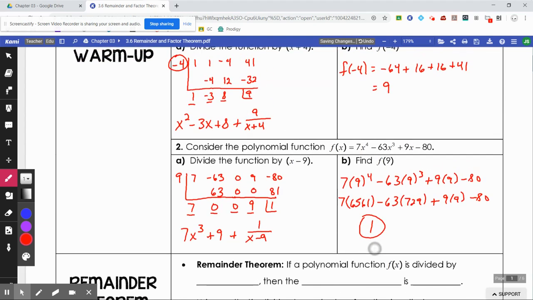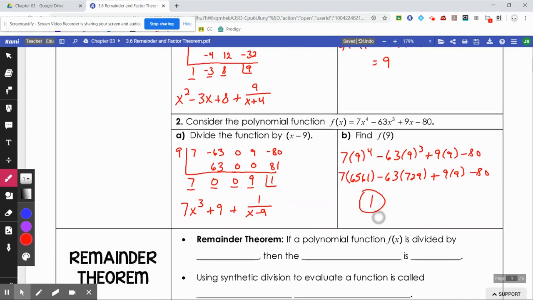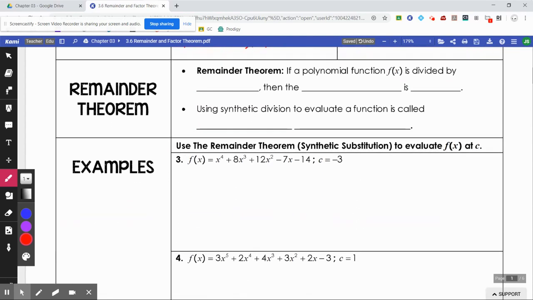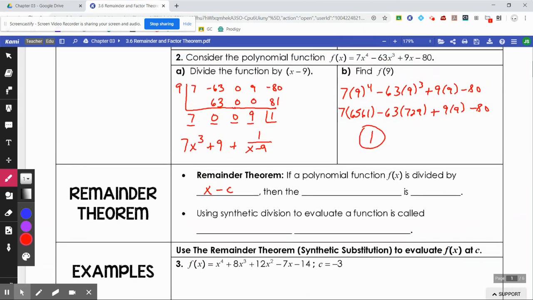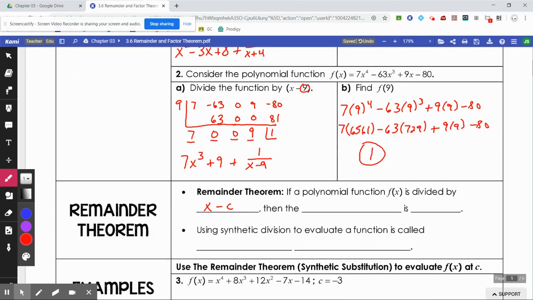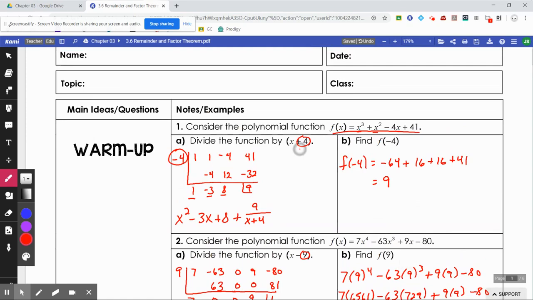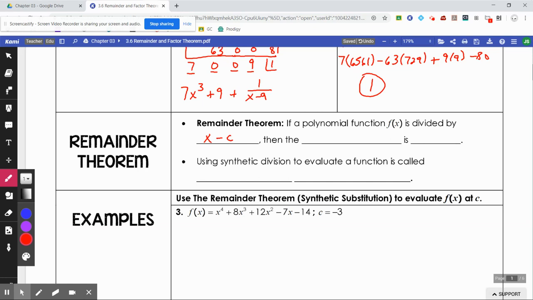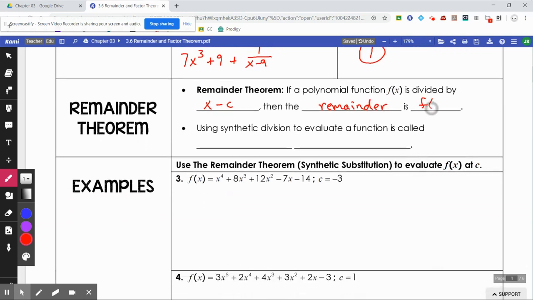Now, you can look at those two examples and see if you see any connections there, and that's actually what we're going to be talking about today with the remainder theorem. Here's what the remainder theorem says. If a polynomial function f of x is divided by x minus c, like in the previous examples, we divided by x minus negative 4 or x minus 9. And notice I said x minus negative 4 because minus minus would be a plus. So if you divide by x minus some constant, then the remainder will always equal f of c.